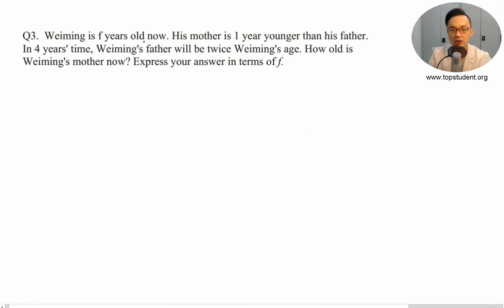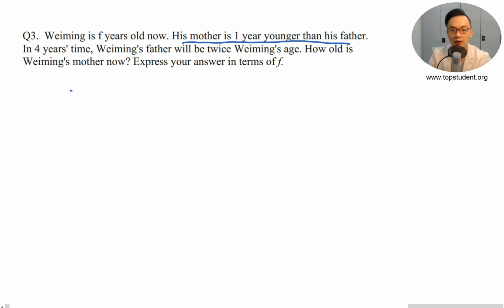Wei Ming is F years old now. His mother is 1 year younger than his father. So let's just look at this line first. In 4 years' time, Wei Ming's father will be twice of Wei Ming's age. How old is Wei Ming's mother now? Express your answer in terms of F. Okay, so it sounds quite complicated. It's getting a bit more difficult now. So let's look at this line.